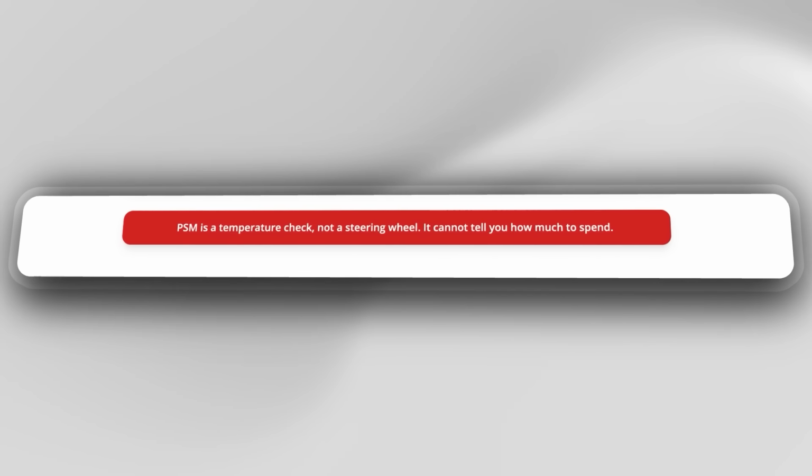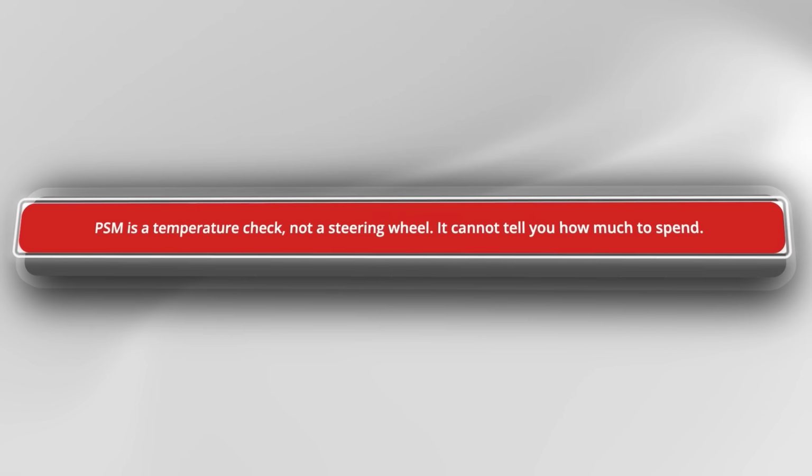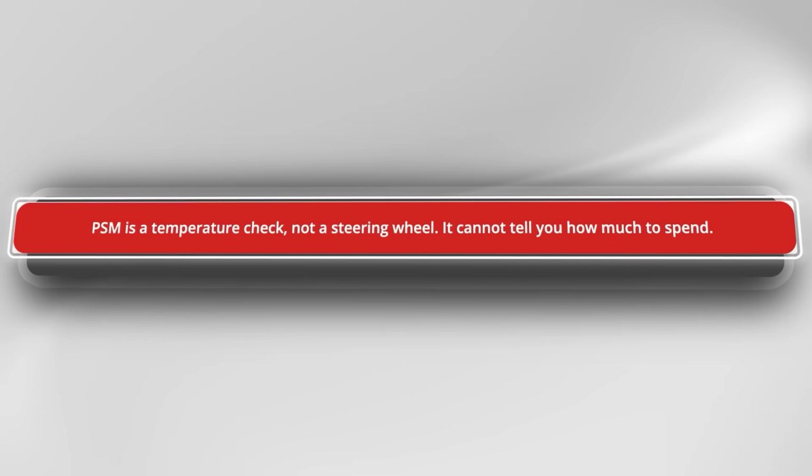So here's the conclusion that I've come to just from working through this and trying to find better ways to grow. Use PSM as a temperature check, a bit like MER, but not a steering wheel. So where does that leave us?